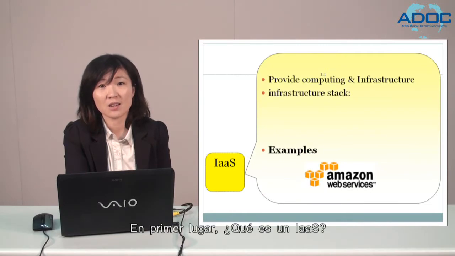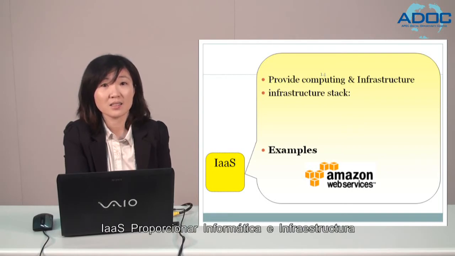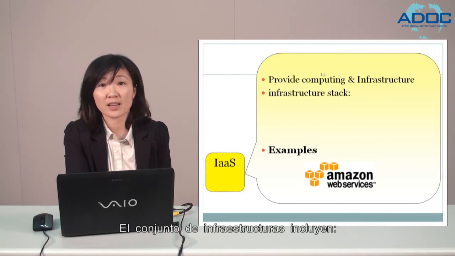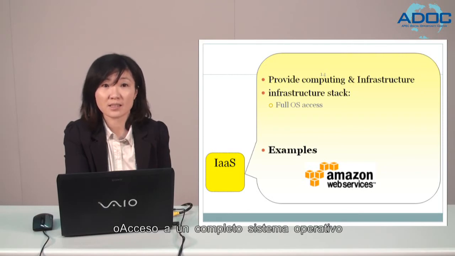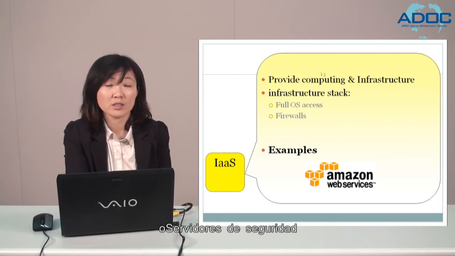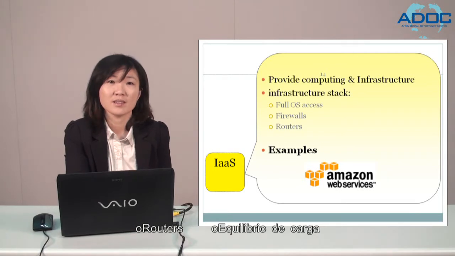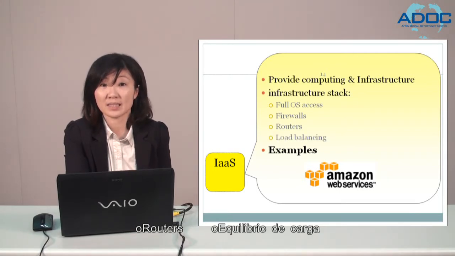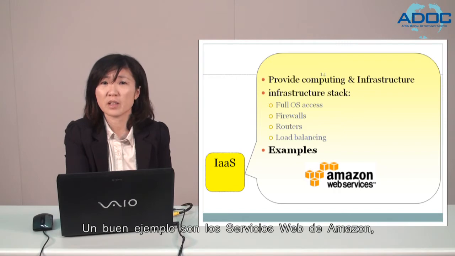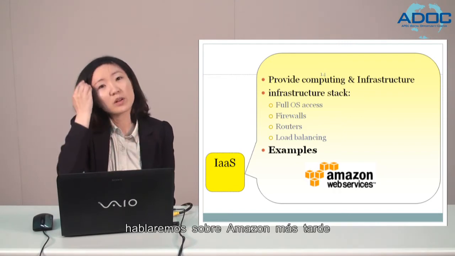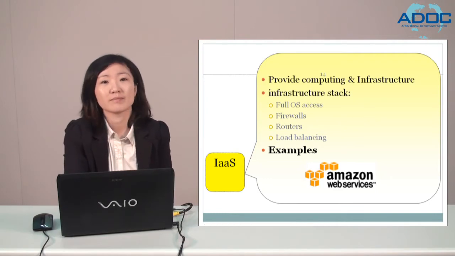First, what is IaaS? IaaS provides computing and infrastructure, and the infrastructure stack includes full OS access, firewalls, routers, and load balancing. A very good example is Amazon Web Services. We'll talk about Amazon more later.